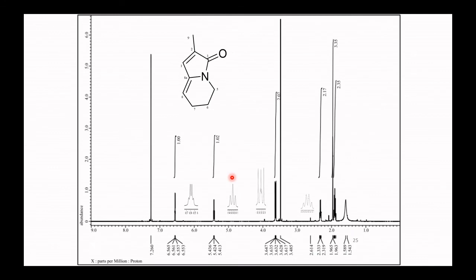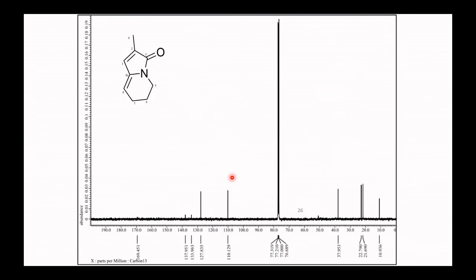We go to another example, right? So here is the first assignment, right? And why is the next more deshielded? Because now it is affected by the nitrogen atom, and the next is more affected because it is a double bond, right?